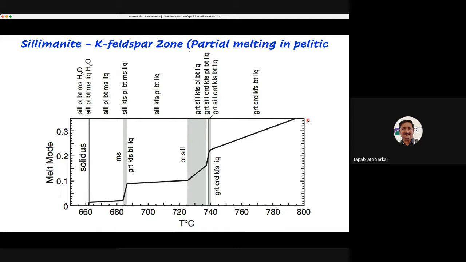But we are done with the metamorphism of the pelitic sediments. I request you to go through the books as well. I'll provide the slides, and go through the books and understand the concepts behind it. You don't have to remember the exact reactions, but it is important to understand the concept of the reaction, to see the mass balance changes taking place in the rock.